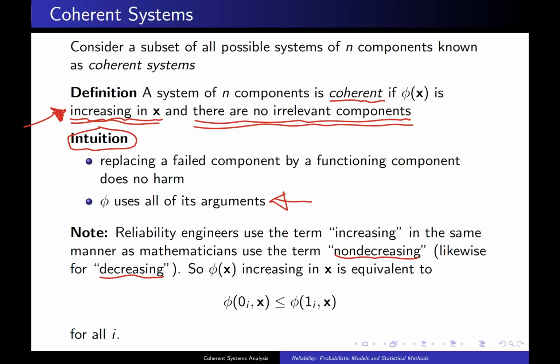When you see phi of x increasing in x, which is our first condition, you can write that a little more mathematically in this form using our new notation, which is to say phi of 0 sub i comma x is less than or equal to phi of 1 sub i comma x for all i, and that means for all i equals 1, 2 through n.